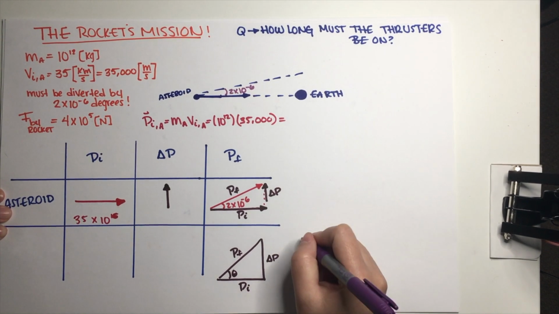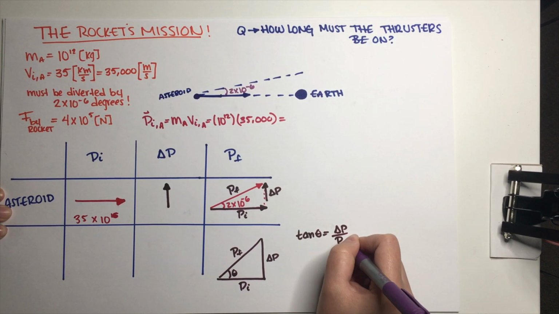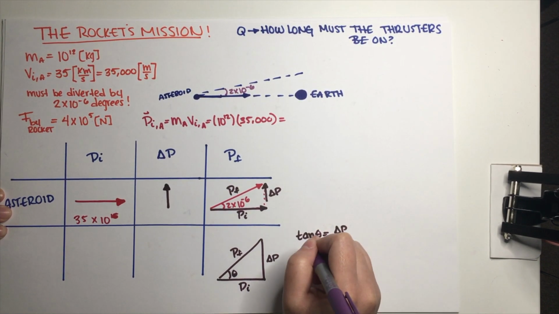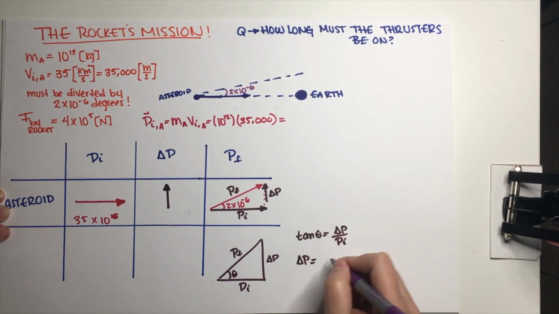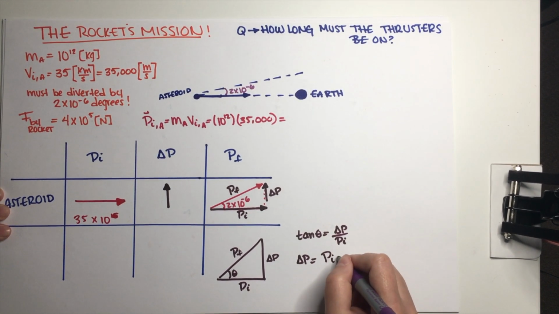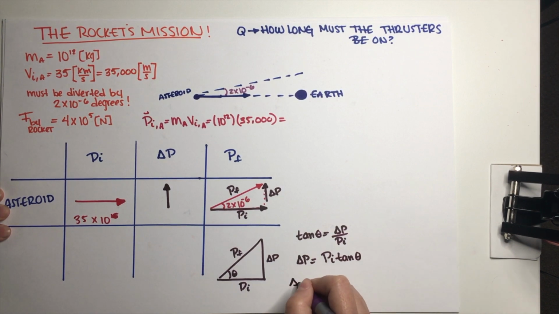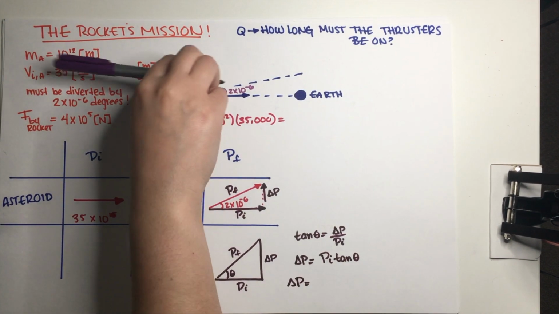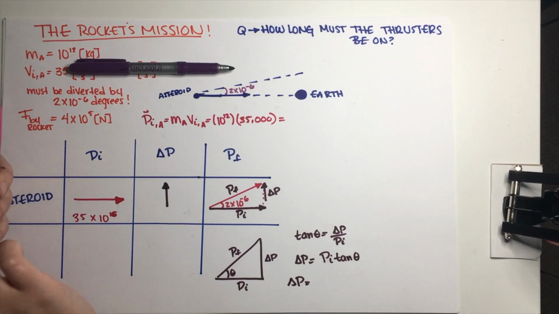Yes, there is. I can actually use tangent, because if you just look at your SOHCAHTOA, tangent of this angle is equal to delta P divided by P initial, and I do have P initial and I do have this angle, so delta P is just gonna be P initial times tangent of my angle. So let's just multiply those numbers.